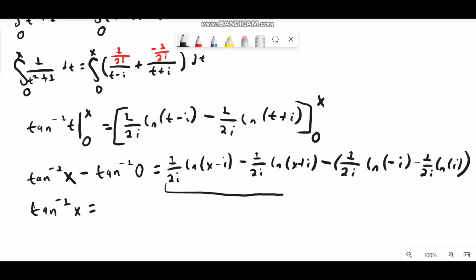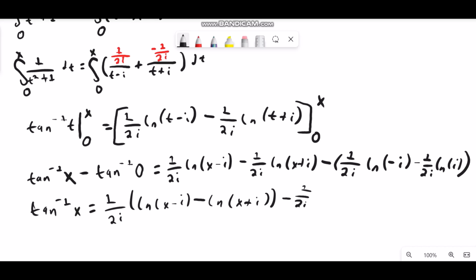These two terms, we can combine them. We have the 1 over 2i in the front, and we can factor that out. So we have natural log of x minus i, and factoring out that 1 over 2i, this becomes minus natural log of x plus i. And then over here, I'm going to do the same. We have the 1 over 2i, factor it out, we get natural log of negative i, and I'm still a minus, the natural log of i. Now let's start combining things.